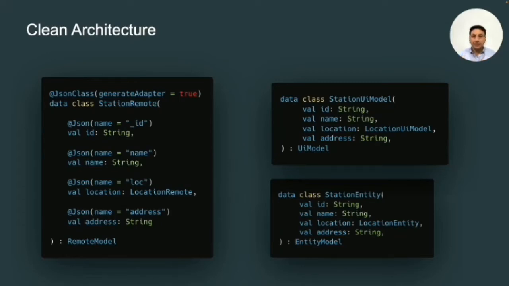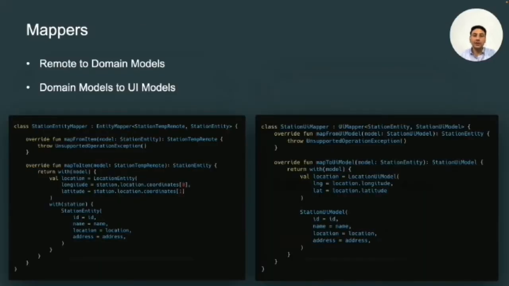In case of a simple response, it's quite easy to just copy paste those data classes. But in case of a complex response, it gets quite difficult. You have to copy paste all those models, then you have to remove remote and replace it with entity, and then you also have to write mappers. We need a mechanism to convert from one model to another. We have to convert remote to entity and entity to UI, so you also have to write mappers.